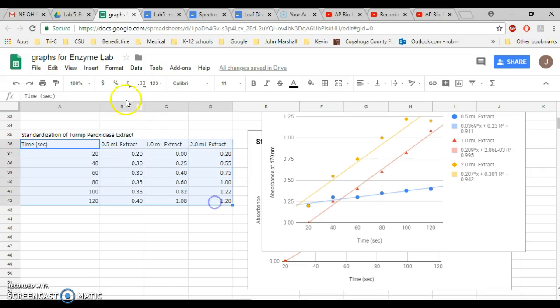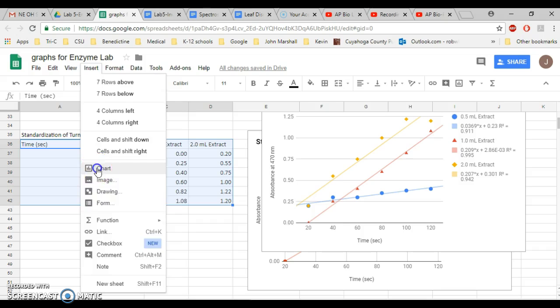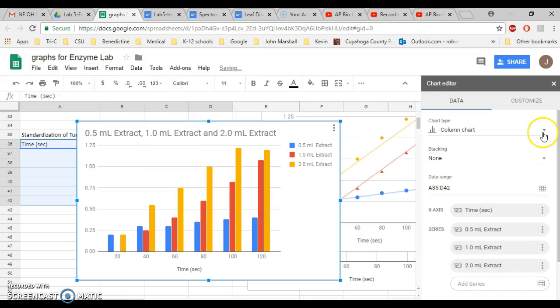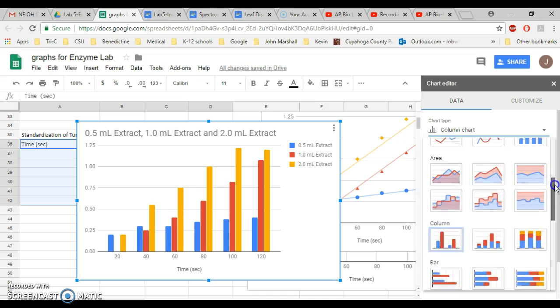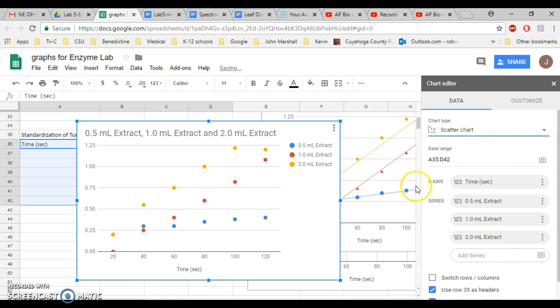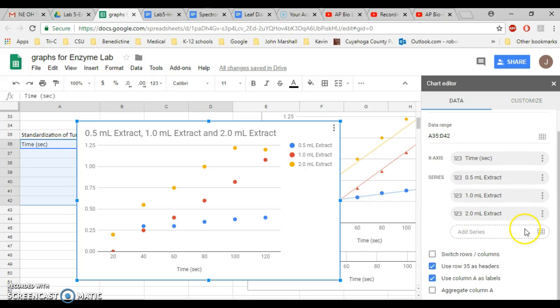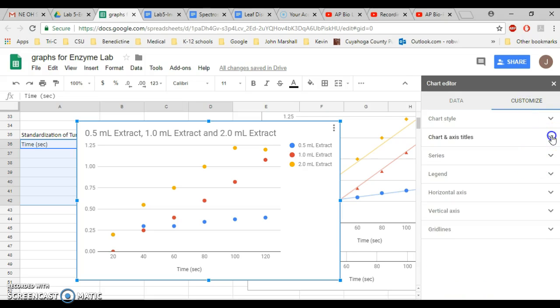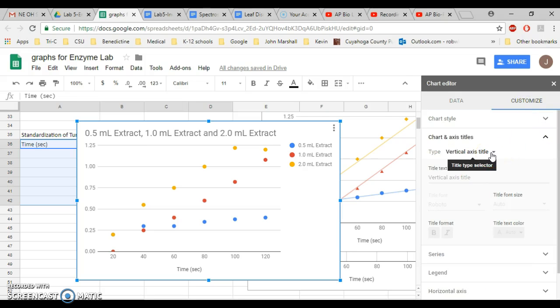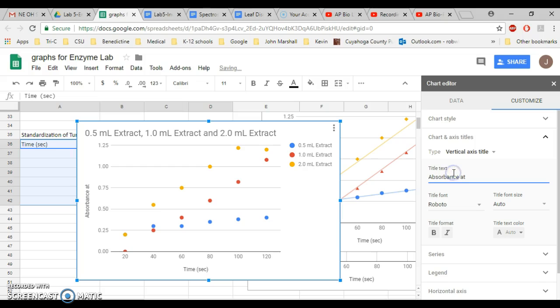So select your data and go under Insert, Chart. Of course, it doesn't select the correct chart, so we're going to go down and select Scatter. And what we're trying to do here is actually determine the best concentration for our enzyme that will give us a linear graph, and will also give us a linear trend line, and will also give us absorbance readings that are in a good range. Okay, so I'm going to call this absorbance at 470 nanometers.